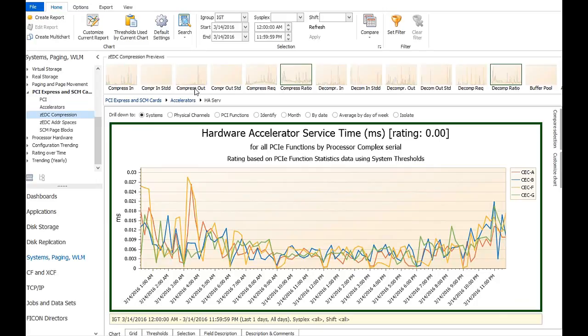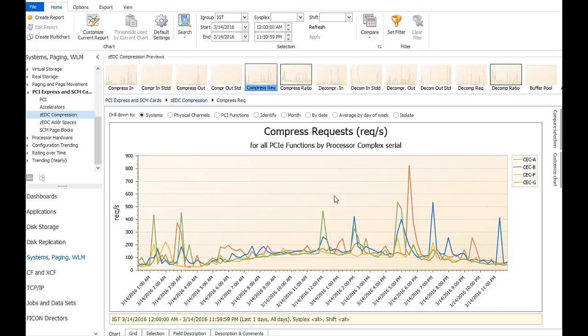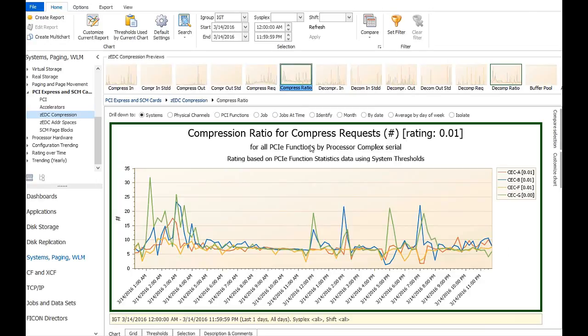Here we see the rate of compress requests getting prepared to write the data out to disk storage. One of the things that people are typically very interested in is the compression ratio that's being delivered. So we can see here in this environment that the compression ratio is typically running in the 6 to 7 to 1 range, with some higher and lower values.